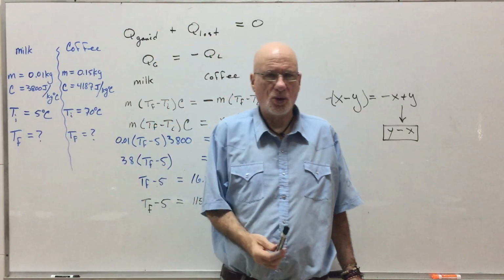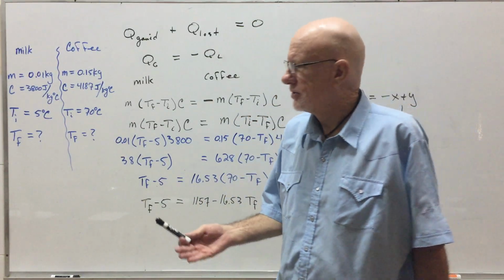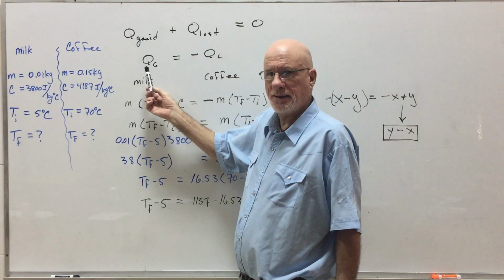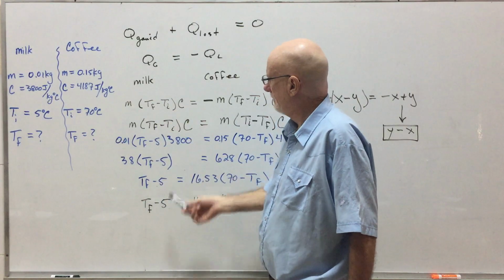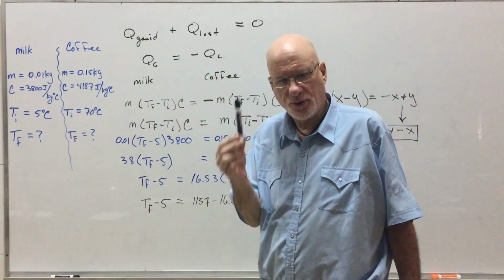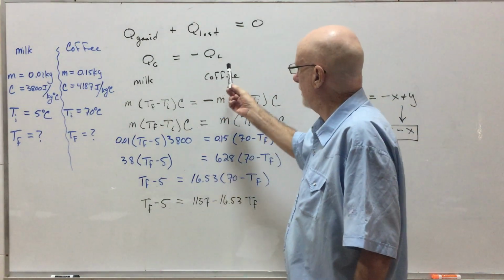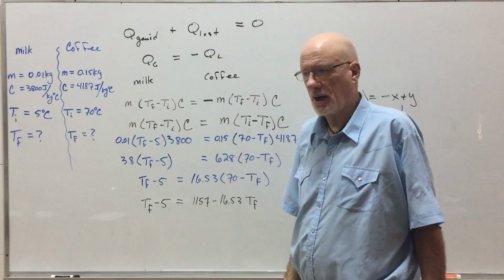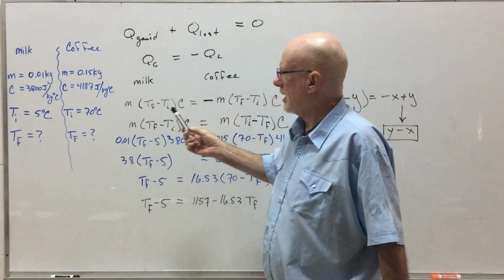Now, the cold milk is going to cool down the hot coffee. So the heat that is gained is going to be by the milk. So this is the milk side. And the coffee will lose heat. The heat from the coffee will go into the milk. So the coffee is the heat lost side. So this is the milk side, this is the coffee side.